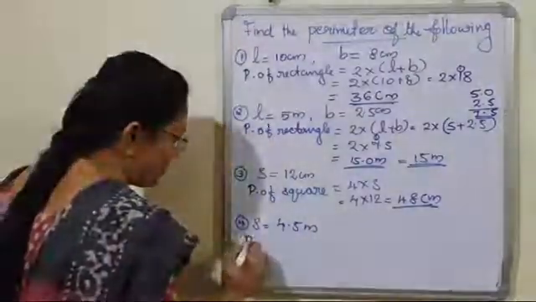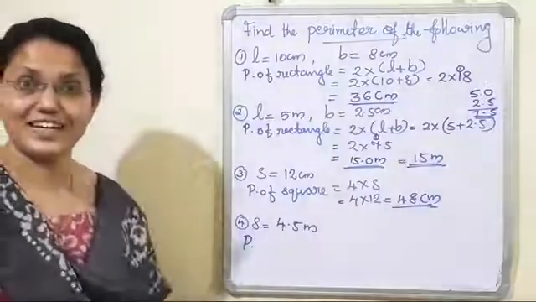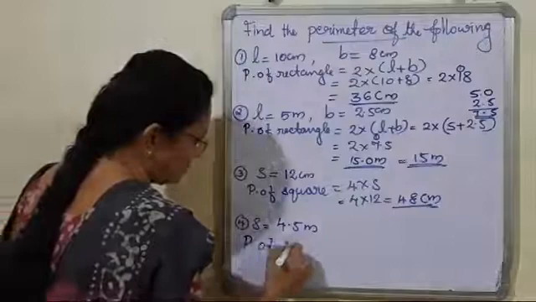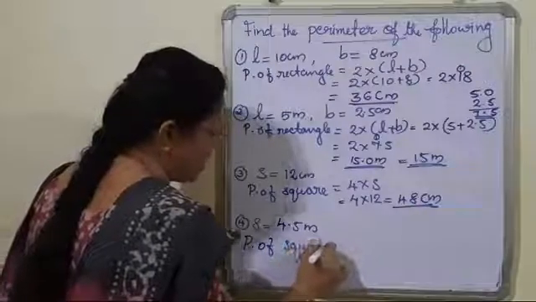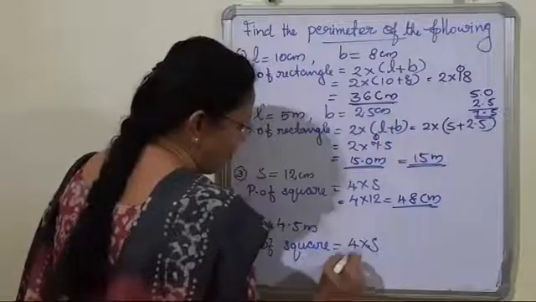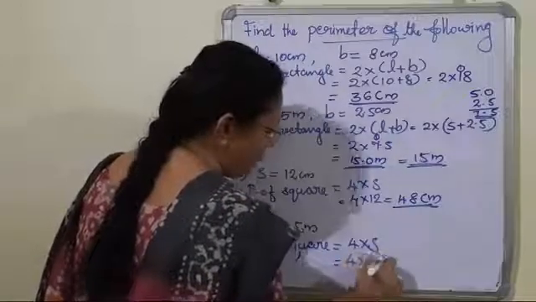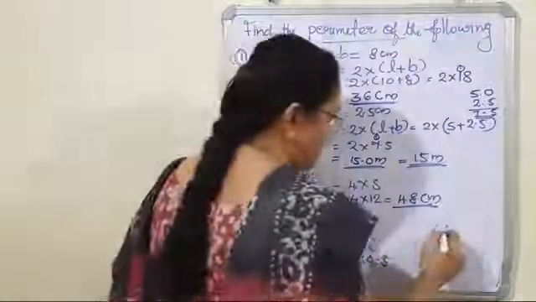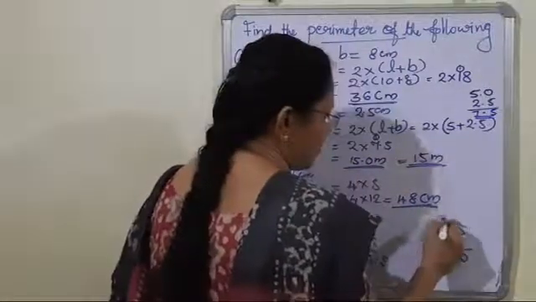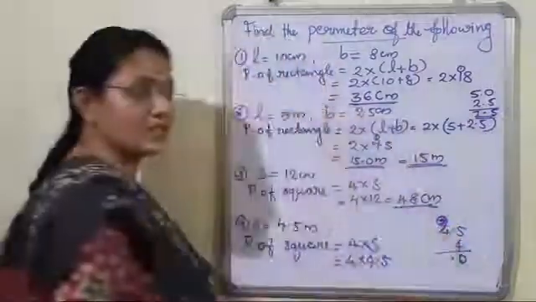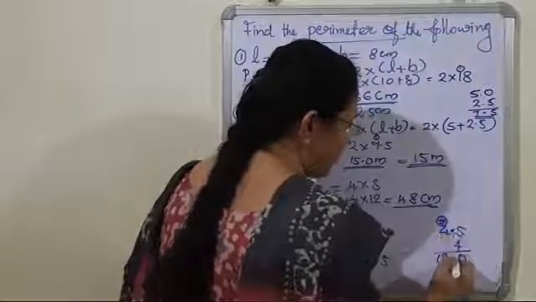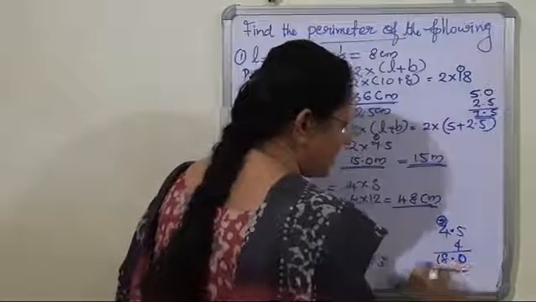Okay. Next, side is given as 4.5. Therefore, what is the perimeter? What is the shape of this figure? It is a square. We need to find the perimeter of the square. What is the perimeter of a square? It is equal to 4 into 4.5. First we can multiply 4.5 by 4. 4 5s are 20, 0 and 2 carry over to the next place. 4 4s are 16. 16 plus 2 is 18. After the decimal point, 1 digit is there. Put the decimal here also.